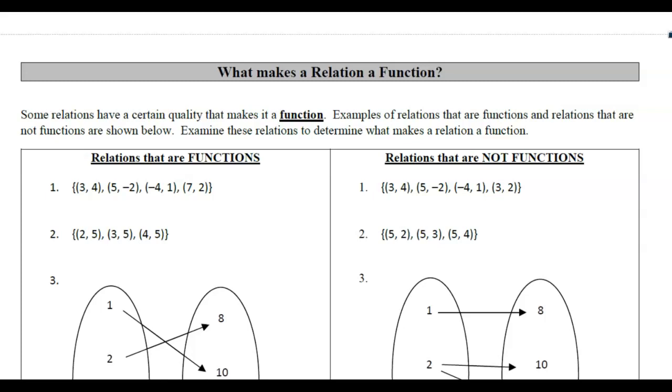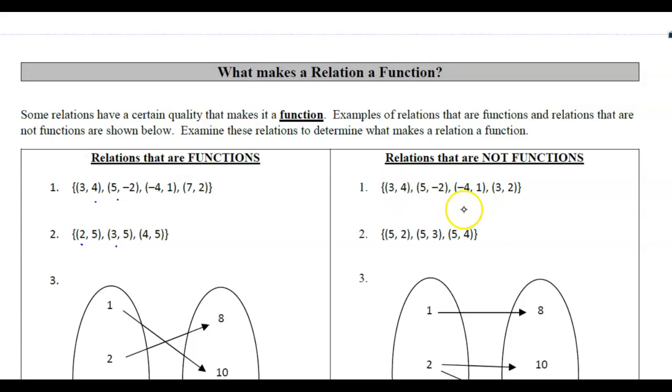So take a look at the x values. So 3, 5, -4, 7, they're all different. Y's are all different as well. That's considered a function. Next one, the x's are all different. The y's are actually all the same, but it's still considered a function.